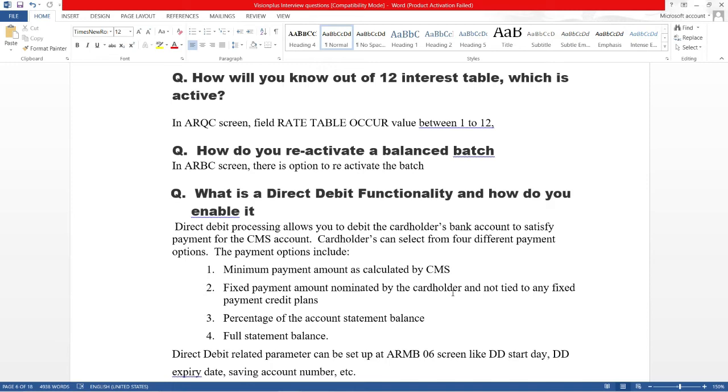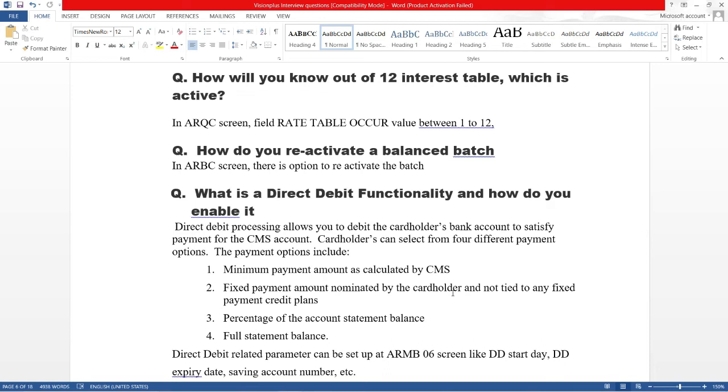Now the next question here is what is direct debit functionality and how do you enable it? Direct debit processing allows you to debit the cardholder's bank account to satisfy payment for the CMS account. Cardholders can select from four different payment options. So you can say a bit like a genuine answer.